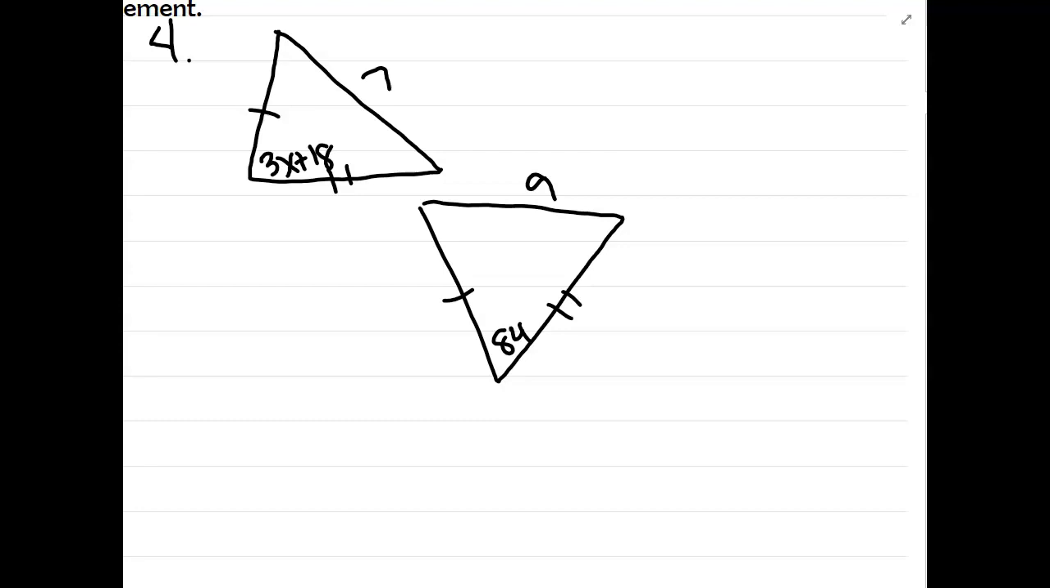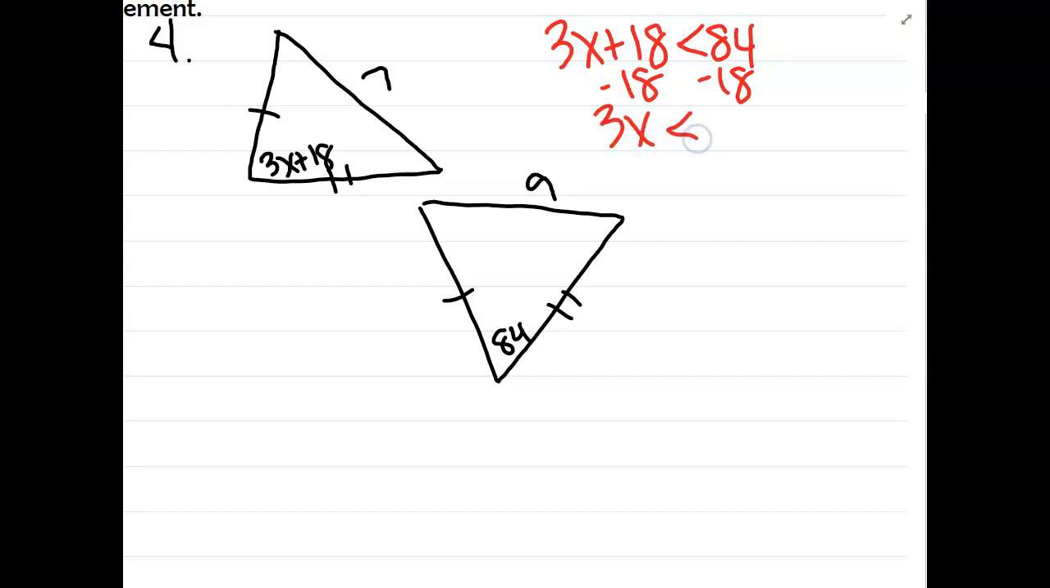So notice to use the converse of the hinge theorem, we have to have two sets of congruent sides and the included angle and the side opposite, which is exactly what I have. So if I want to solve for x, we'd say, well, 3x plus 18. This angle right here, the side opposite of this angle is 7. 7's less than 9. So 3x plus 18, how would you compare it to 84? It's also going to be less than 84. So we subtract 18 from both sides, so 3x is less than 66. So x is less than 22.